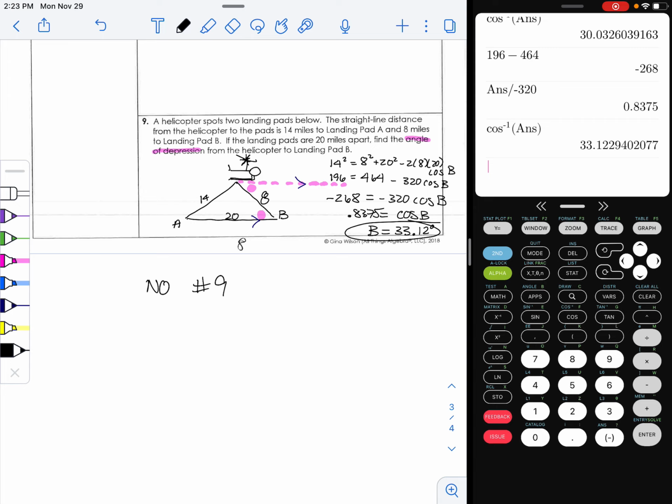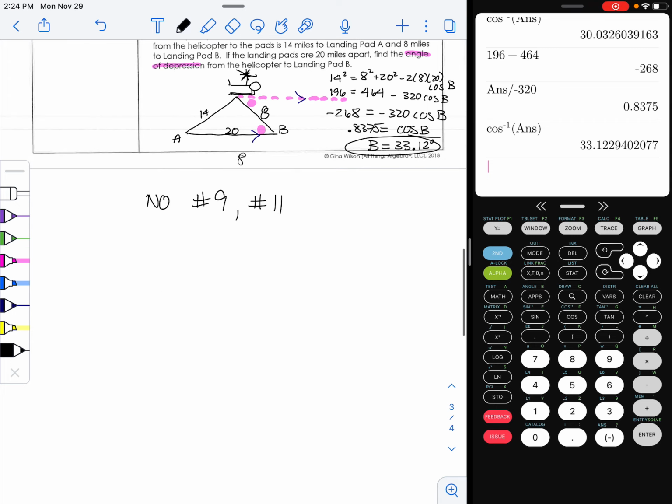And the rest of them, and number 11, don't do number 11 either. The rest of them you should be able to do. Okay? Number 9 and 11. All good.